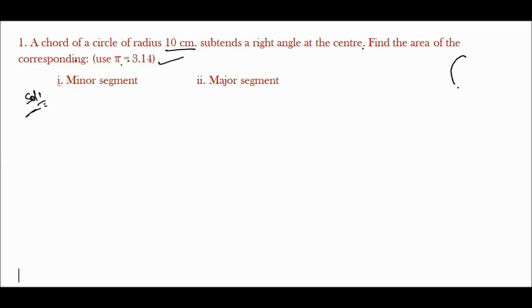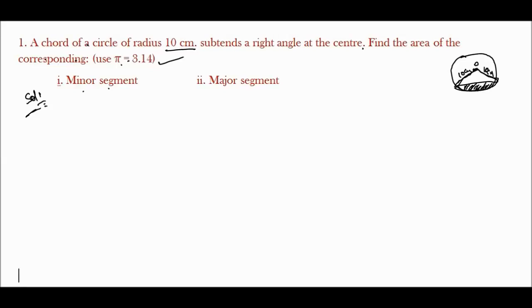So the diagram will come like this. This is a circle and this is the center. These are the radii, 10 centimeters and 10 centimeters, and this is a chord. Here O is the center. So this is the shaded area, and we need to find the total of this. This one is a sector. We need to find the triangle also, and this shaded sector also. So the minor segment is this one, and the major segment is this one.